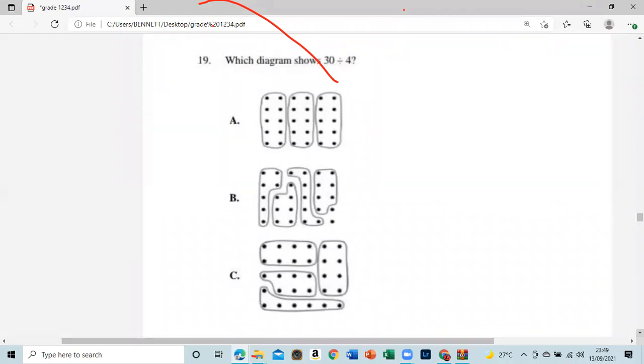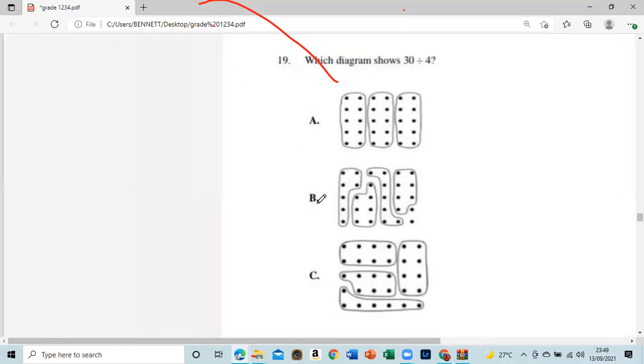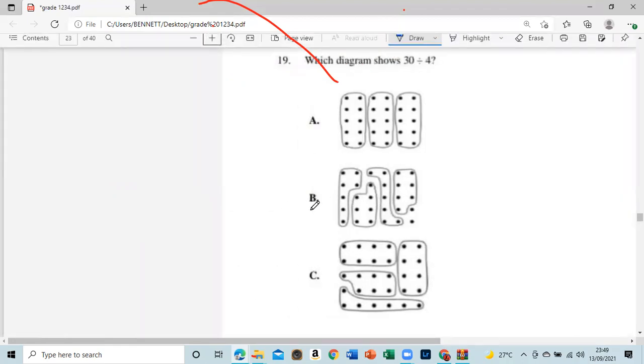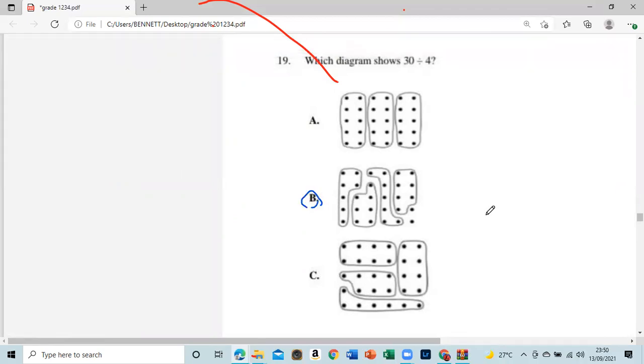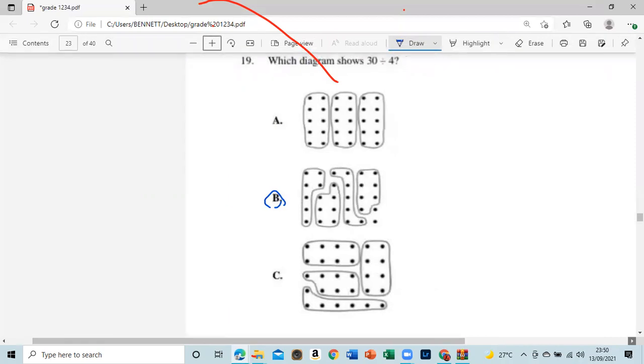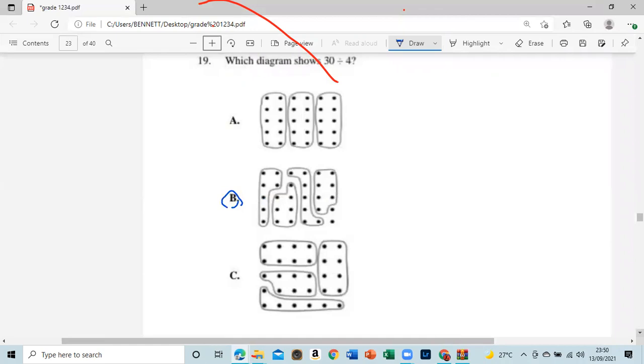Number 19. Which diagram shows 30 divided by 4? So I will go sit down and count them. All right, so we have 4 sevens are 28, and 2 remain there. So we have 4 and 2 remain there. So that was actually easy.